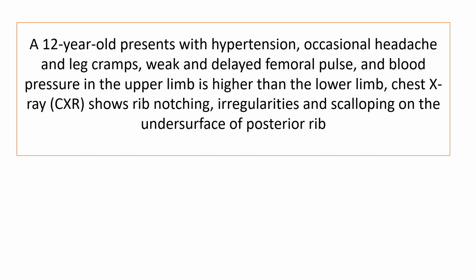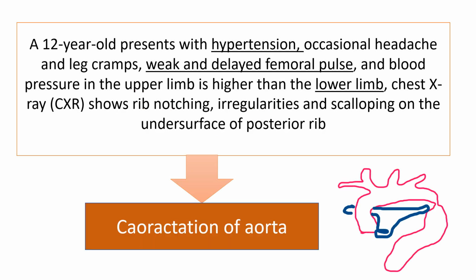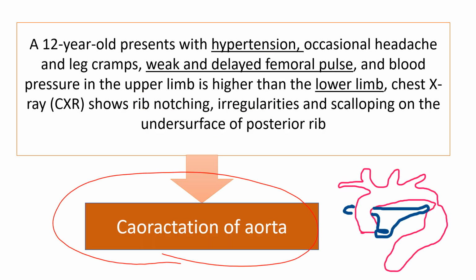A 12-year-old presents with hypertension, occasional headache and leg cramps, weak and delayed femoral pulse, and blood pressure in the upper limb is higher than the lower limb. Chest X-ray shows rib notching, irregularities, and scalloping on the undersurface of posterior rib. What is the most likely cause? Coarctation of aorta. Suspect coarctation of aorta in any child presenting with hypertension and delayed femoral pulse, or blood pressure in the upper extremity is higher than the lower extremity.